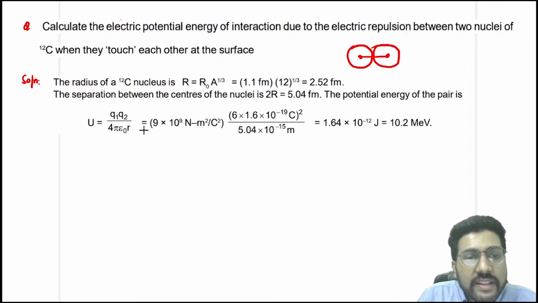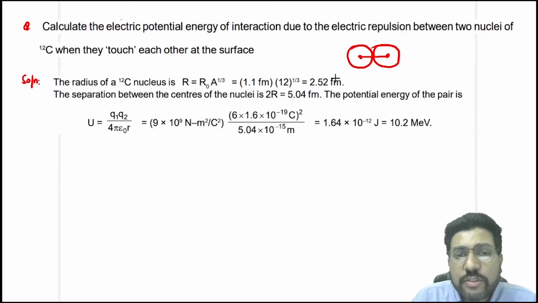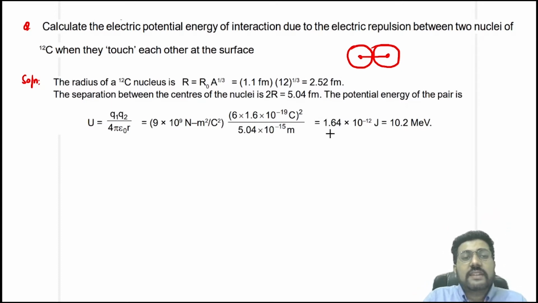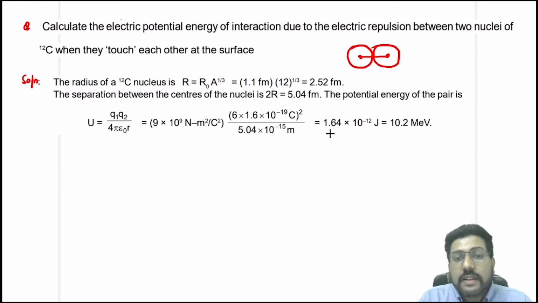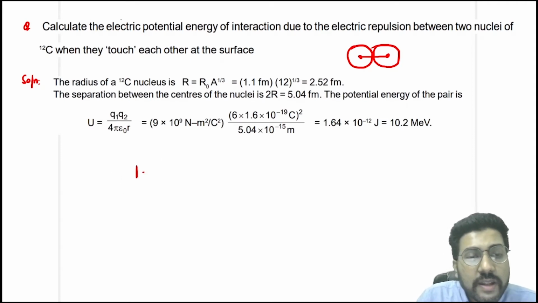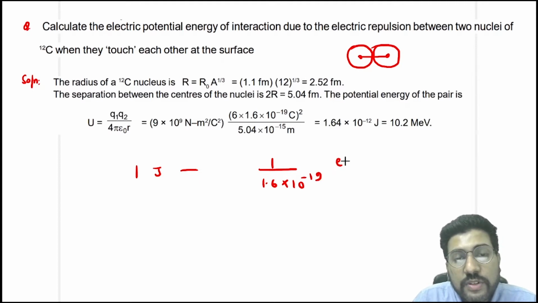And the value of r is 5.04 into 10 raised to power minus 15. Okay, 1 femtometer is 10 raised to power minus 15. So from this you will get the potential energy is approximately 1.64 into 10 raised to power minus 12 joule. Now 1.64 into 10 raised to power minus 12 joule can be written as 10.2 mega electron volt. You know that 1 joule is 1 by 1.6 into 10 raised to the power minus 19 electron volt.